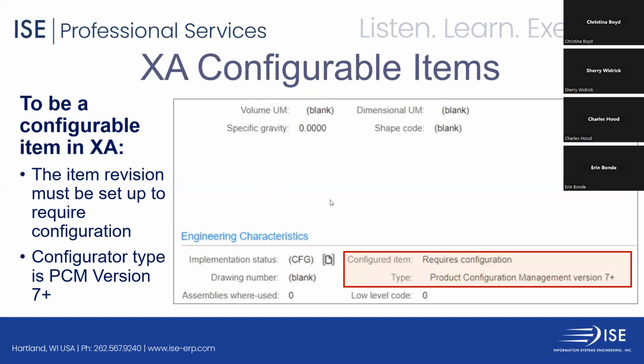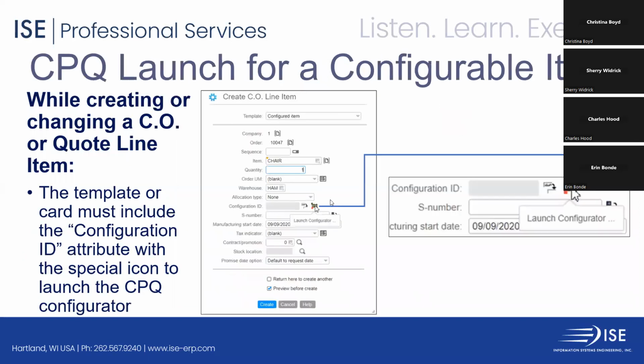But then of course you link it to a rule set, and that's where all the really good stuff happens. So how in the world can you launch the configurator from XA? You've seen me do this from EQ multiple times now. It was pretty easy. For a quote or an order, I went in, and in my product catalog, if I clicked on an item that was configurable, it launched the configurator.